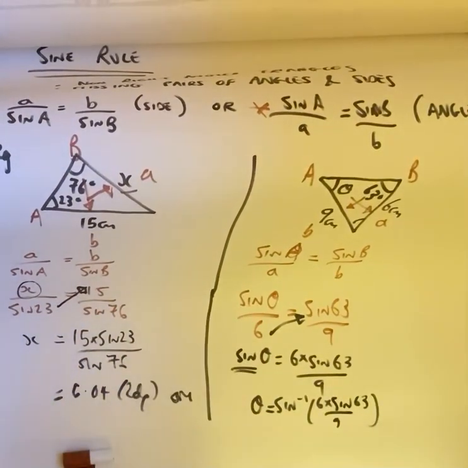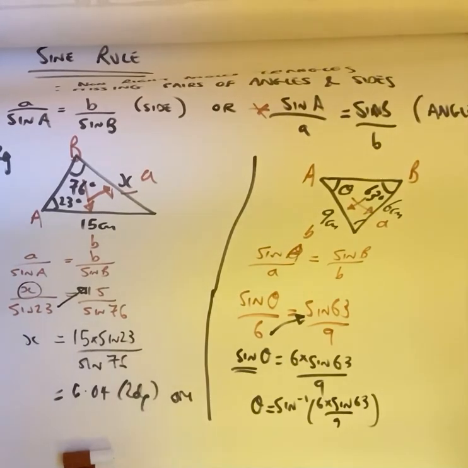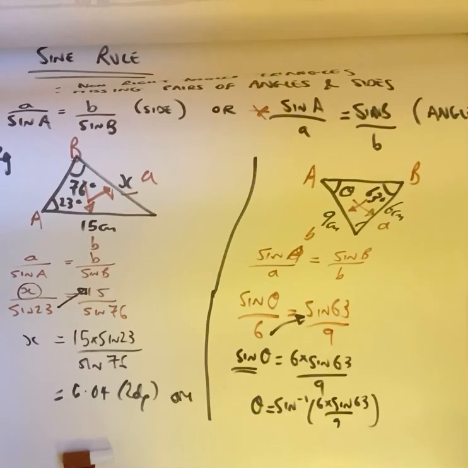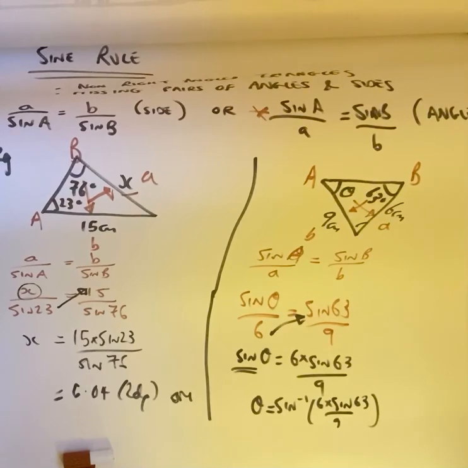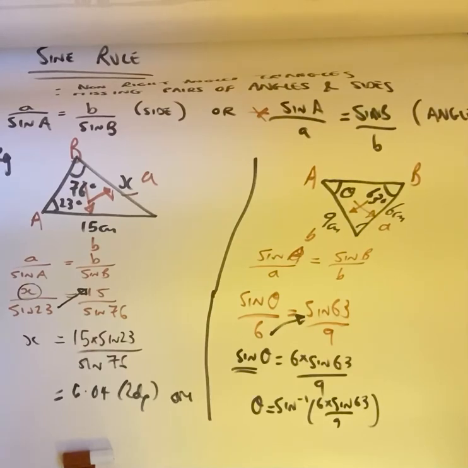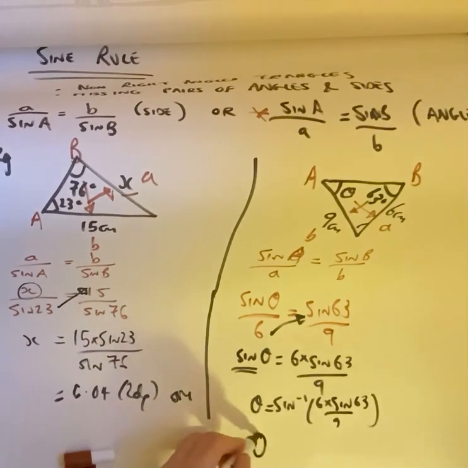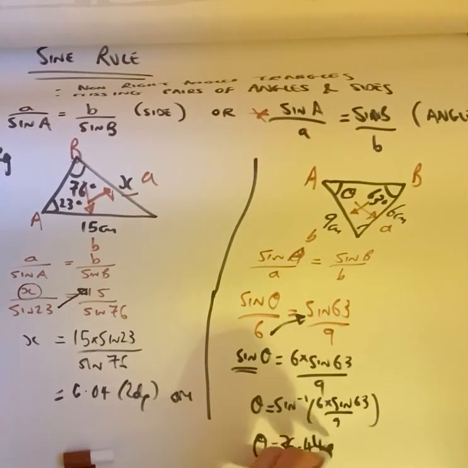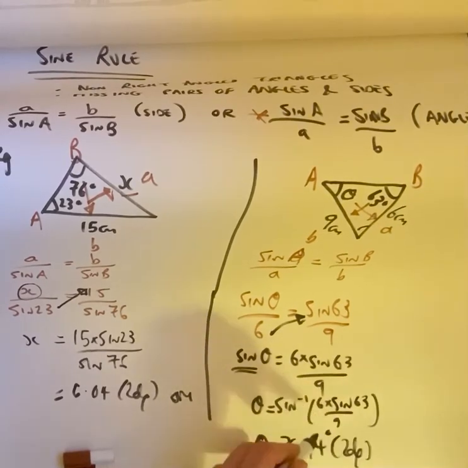And that gives us, again, some calculating time. Sine to the -1, so using our shift key, 6 times sine 63 divided by 9, all close brackets, and that gives me an angle of 36.44 to 2 decimal places.